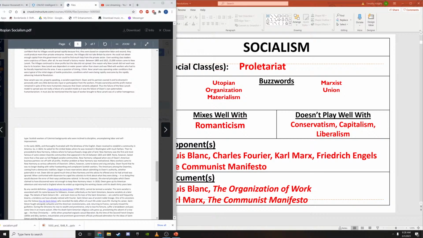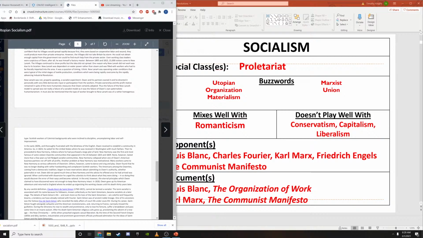In the end, however, the eternal principles which Owen claimed to have discovered were not enough to keep New Harmony intact. In 1828, Owen gave up his American adventure and returned to England, where he ended up organizing the working classes until his death 30 years later.